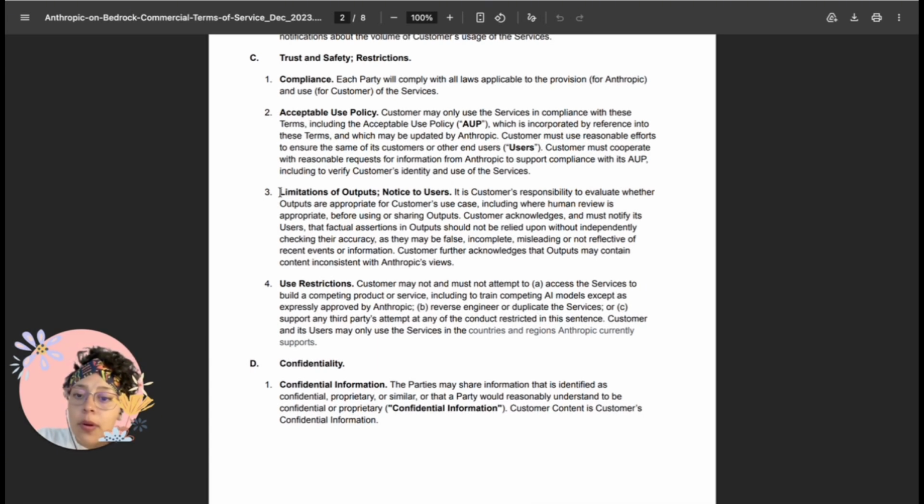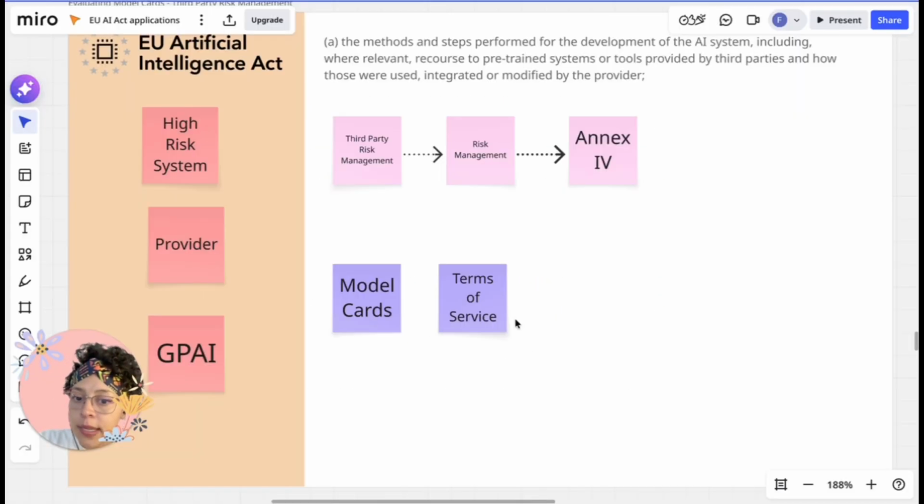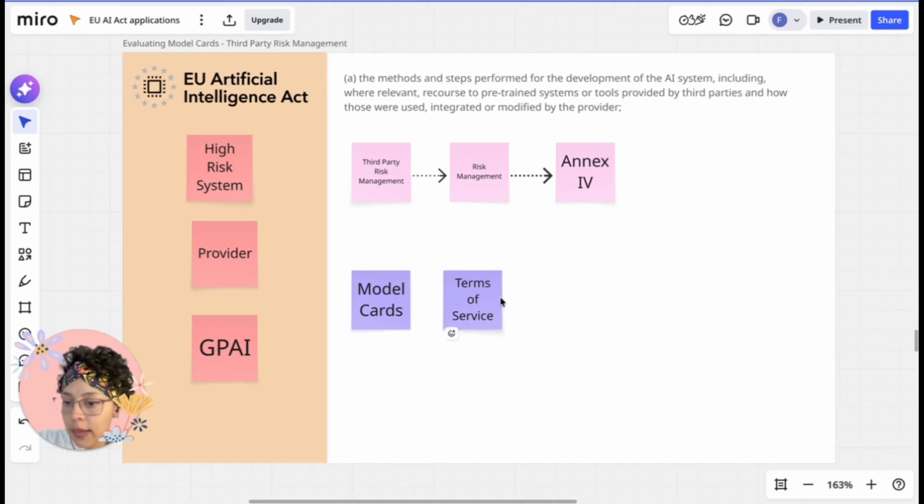So this is important because if you are developing a specific purpose AI system, you need to evaluate the outputs that the general purpose model is providing to implement the correct guardrails and all the measures that you can implement to provide a specific purpose AI. So this is only an example, but it's important to evaluate all the commercial terms of service that are also part of the third-party risk management process.